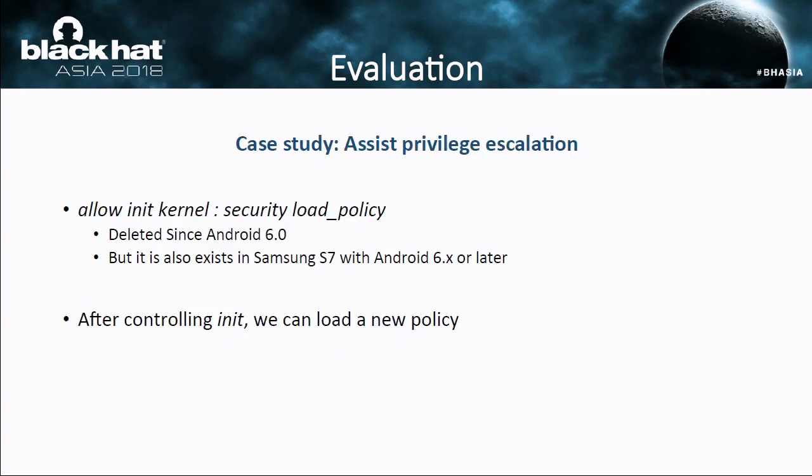Here we also want to show an example. How can we leverage such situations to assist privilege escalation? Like this way, we have one rule, allow init to load policies. Such rule has been deleted before or start from Android 6.0. But we found it's also in our study, because our study maybe have a very long span. So we also found it also exists in Samsung S7 with Android version greater or equal to Android 6.0. So with the help of this rule, we can very easily bypass the mandatory access control enforced by SELinux, because we can load any rules we want to help the privilege escalation.